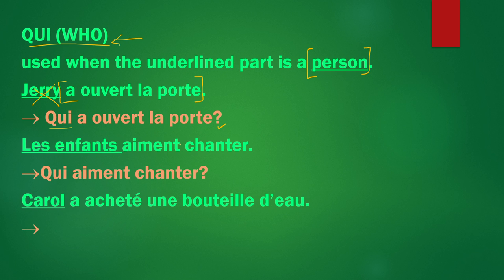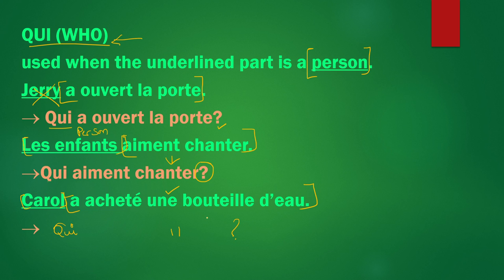"Les enfants aiment chanter." The children like to sing. So the underlined part is again a person. So you replace it with qui. The rest of the sentence, bring it down as it is. Question mark, and you're done. Remember, only for qui, no inversion is required. Then, "Carol a acheté une bouteille d'eau." How will you do this? Carol is a person. So you will put qui here. The rest of the sentence will come down as it is, and then you put a question mark.